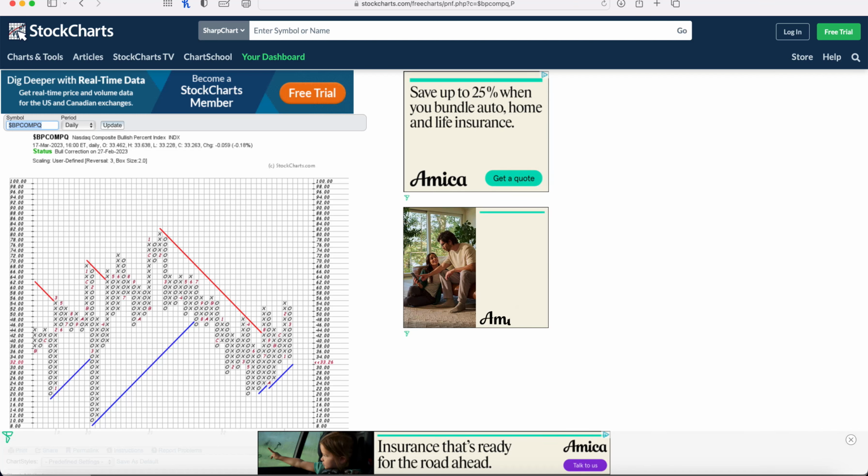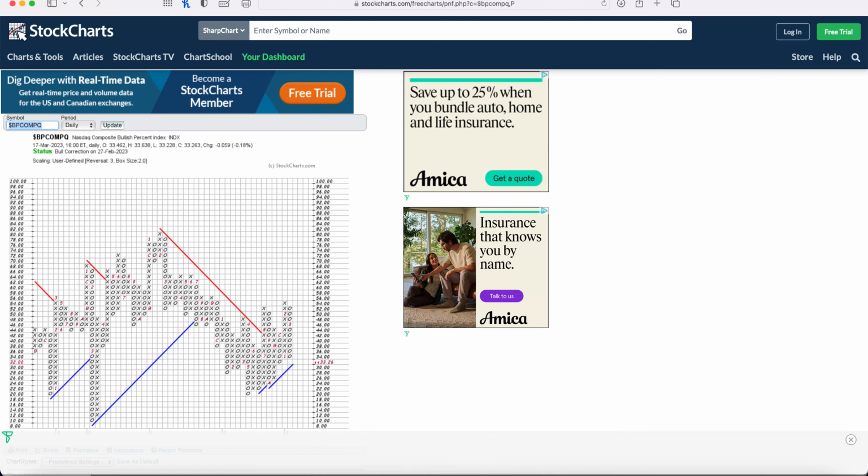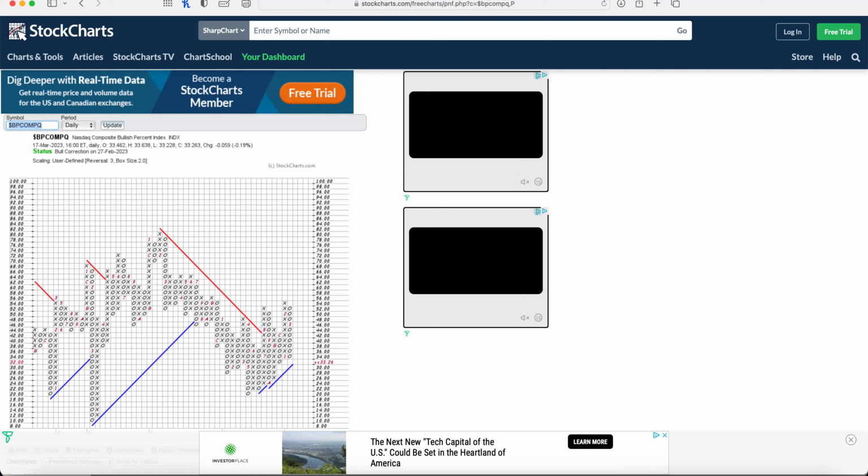The NASDAQ, it's down by 0.18%. It's been on a big column of O's. It is actually on a point and figure buy signal where the current column of X's has exceeded the previous column of X's, even though we are on a column of O's. If this column of O's exceeds the previous column of O's to the downside, which means it has to break 32, it has to go lower than 32.